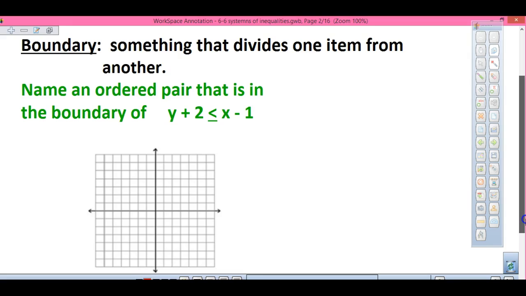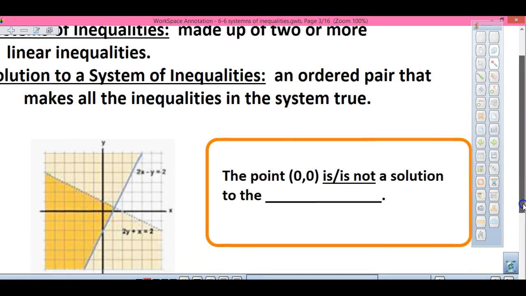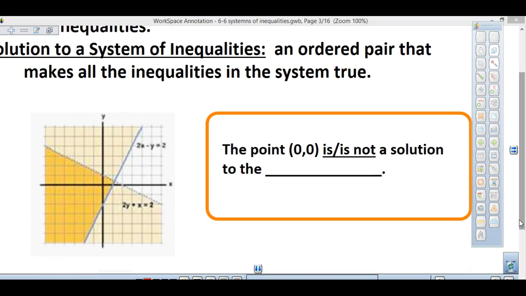When we talk about boundary lines, we're not going to do that part. If we look at this, it's asking, is (0, 0) a solution? Notice how there's a lighter shaded area and a darker shaded area. In order for this to be a solution, it's got to be in the darker shaded area. So does (0, 0) fall in the darker shaded area? Yeah, it's right there. So this is a solution to the system.